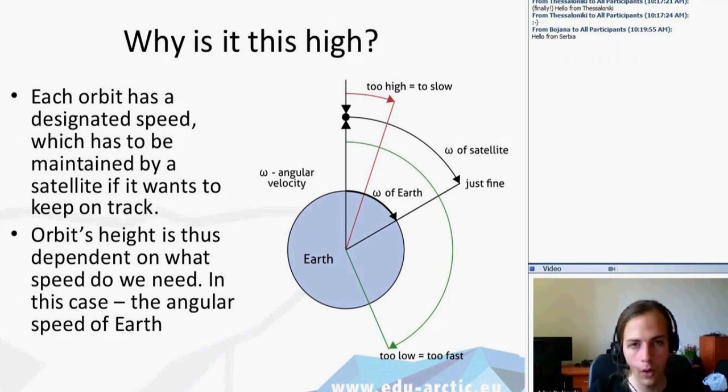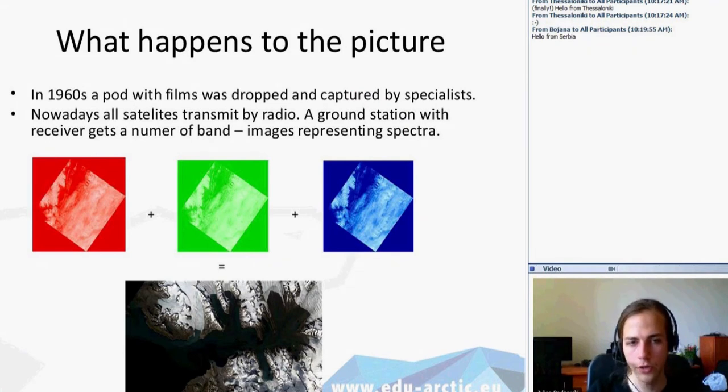Okay, we know where a satellite is. We know why it is there. So let's go back to our satellite images. What happens to a picture once it's taken? Because if we have a satellite with a camera in orbit, it's located some hundreds of kilometers away, and we need to get this image somehow back to Earth.